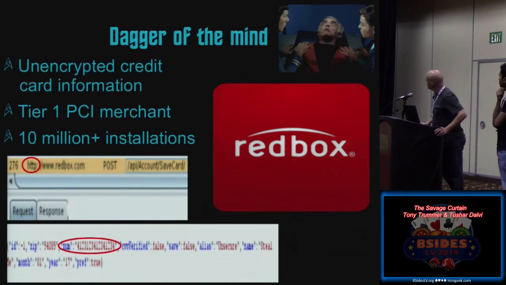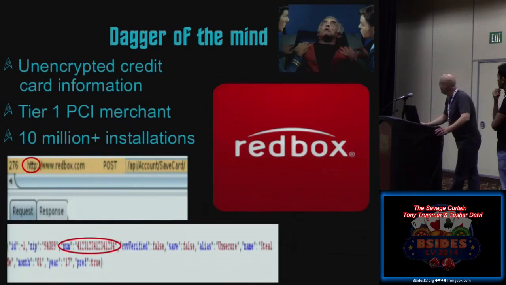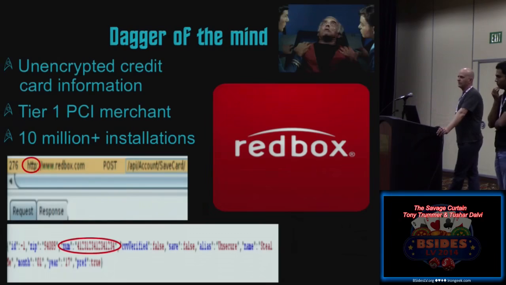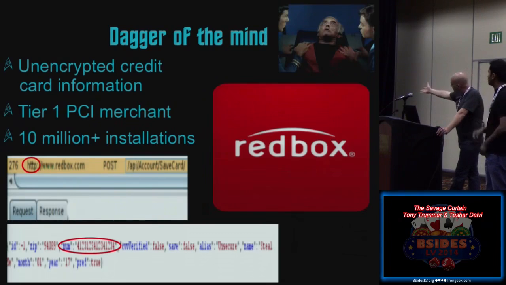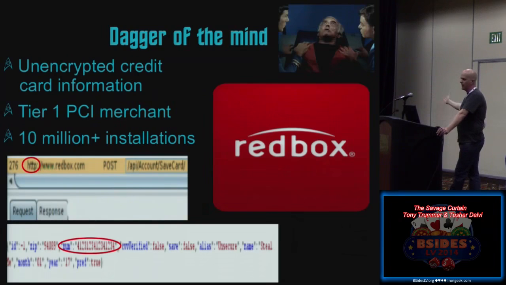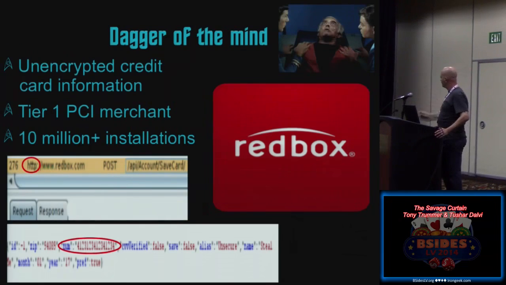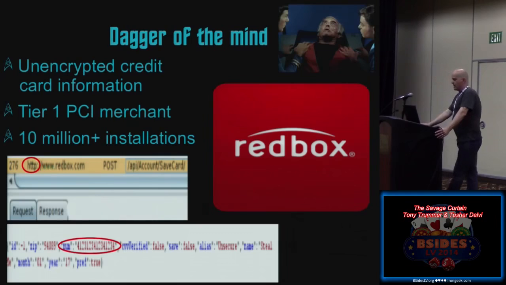You can clearly see here there's a post to API/account save card going to http www.redbox.com, right? And I'm highlighting there the full 16-digit credit card number. It's not my real one, so it's a fake number, so don't try to steal it off of there or anything like that.